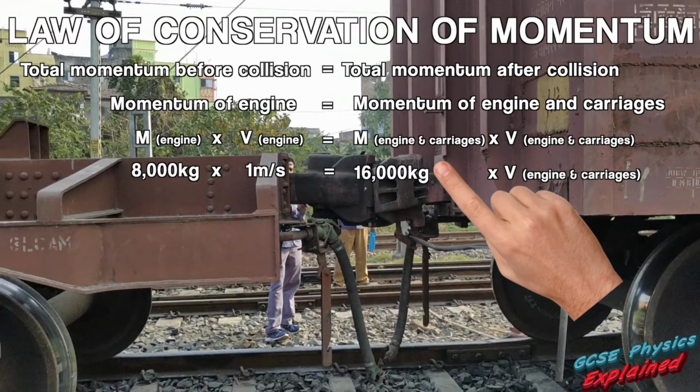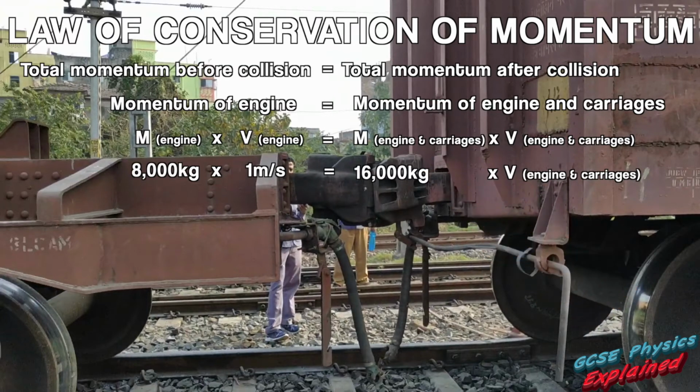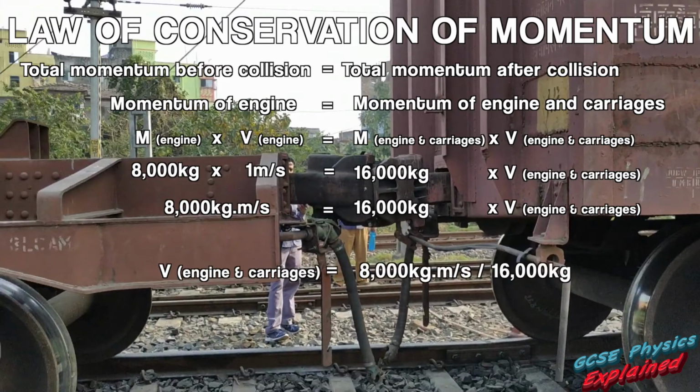Note, the mass of the engine is 8,000 kilograms and the mass of the carriages is 8,000 kilograms, so the mass of the engine and the carriages is 16,000 kilograms. So 8,000 times by 1 is 8,000, and that's going to equal 16,000 times by the velocity of the engine and carriages. We can rearrange the equation to work out the velocity that the train and the carriages will have after the collision. 8,000 kilograms meters per second divided by 16,000 kilograms is going to be the velocity of the engine and the carriages. So that comes out as 0.5.